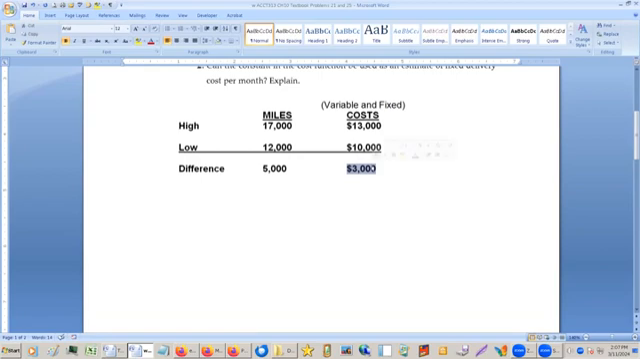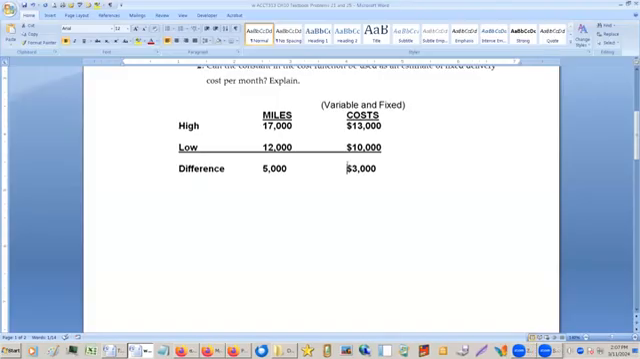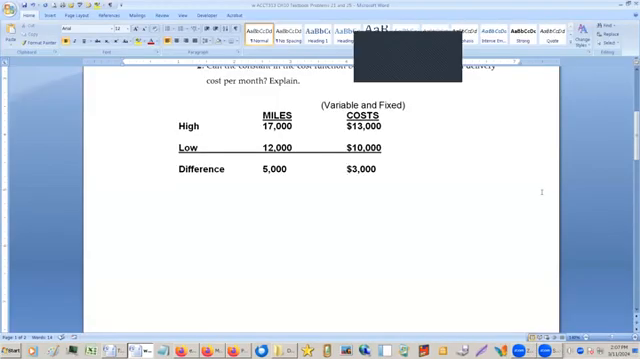So this change has to be variable cost. The reason is fixed costs don't change. Your rent's not going to change. So if there's a change in the total cost, it has to be because of a variable cost. It can't be fixed, because fixed costs don't change. They're fixed. So this is a change in variable cost.